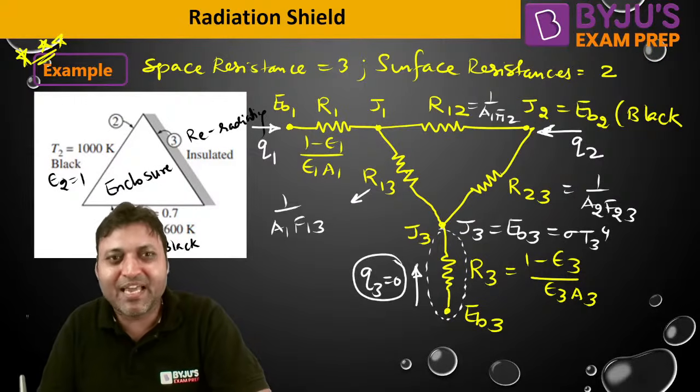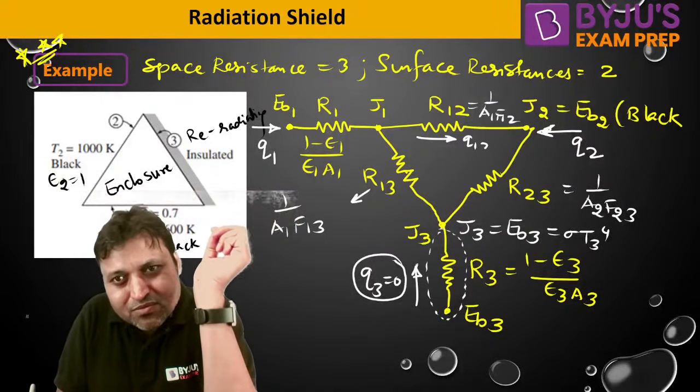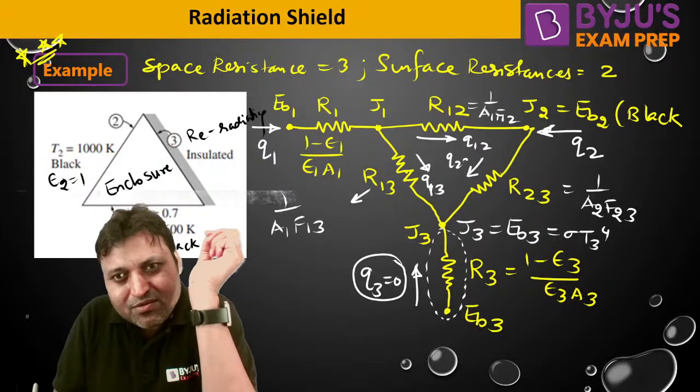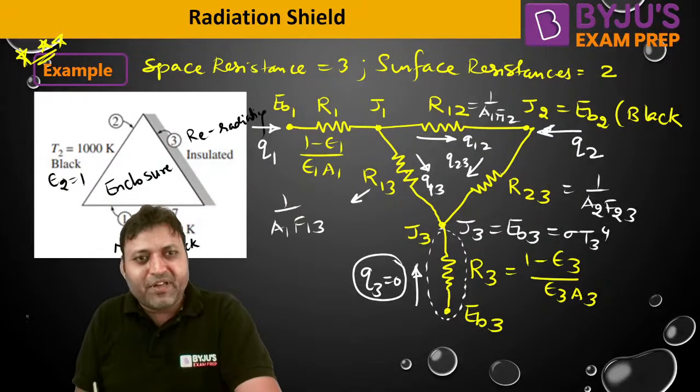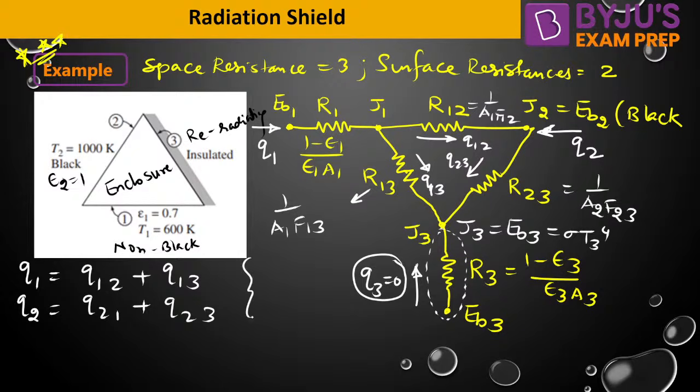And from this we can say Q1 will be equal to minus Q2. This is Q1 to 2, this is Q1 to 3, this is Q2 to 3. So Q1 is equal to Q1 to 2 plus Q1 to 3, and Q2 is equal to Q2 to 1 plus Q2 to 3. And Q1 to 3 is equal to minus Q2 to 3, because there is no heat going into this network. So we can say Q1 to 3 is equal to minus Q2 to 3.